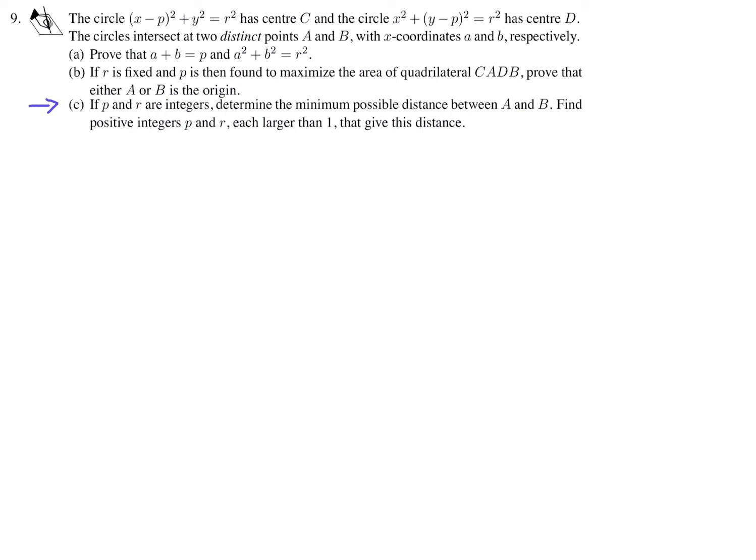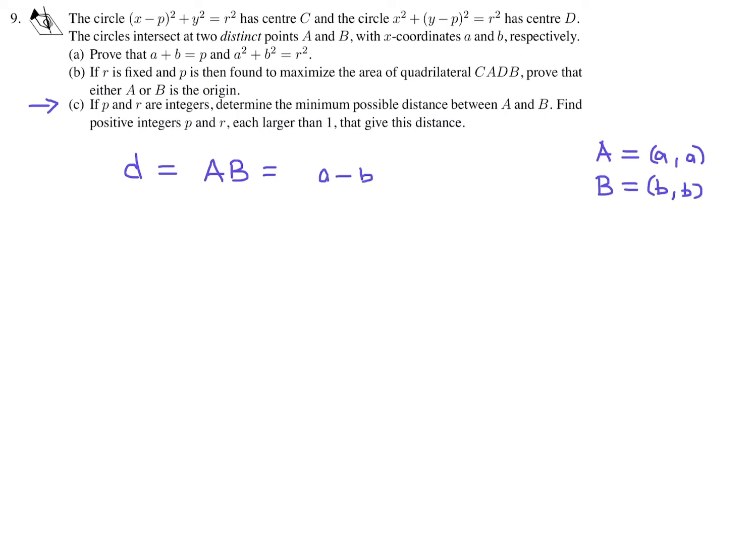9c. If p and r are integers, determine the minimum possible distance between A and B. Find positive integers p and r, each larger than 1, that give this distance. So we are going to use the distance formula to find the distance between A and B. And you remember the coordinates of A was (a, a). A lot of this is shown in previous parts of this question. And for B, the coordinates are (b, b).